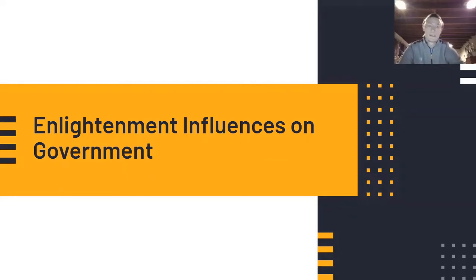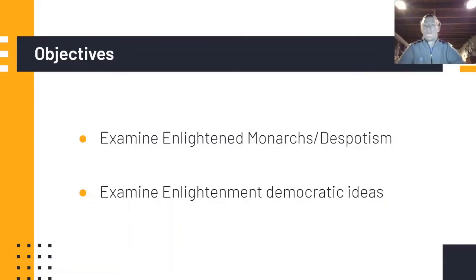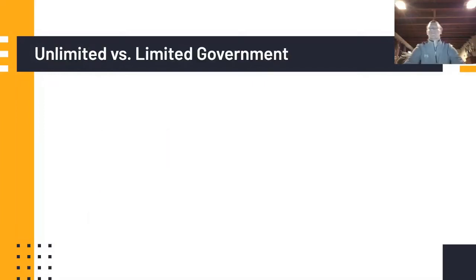Of course, like with every lesson, let's get started with our objectives. Our first objective today will be to examine the details surrounding the enlightened monarchs and despotism. And then we'll follow that up with examining the Enlightenment democratic ideas that are going to be put forward. Before getting into the monarchs, we're going to first start with the ideas of unlimited versus limited government.